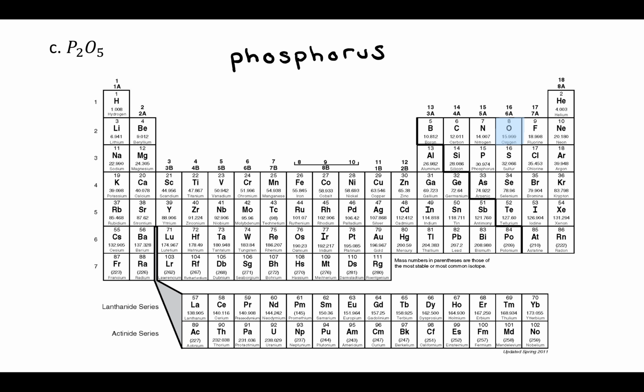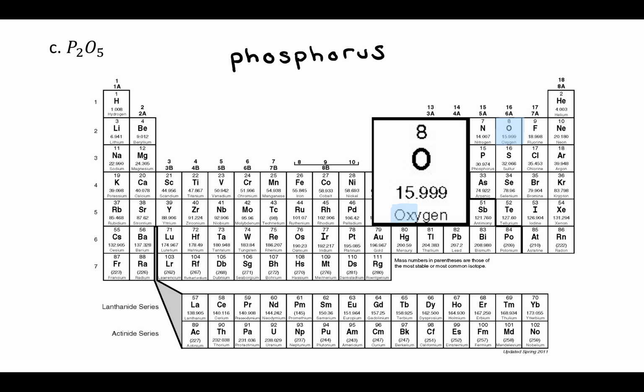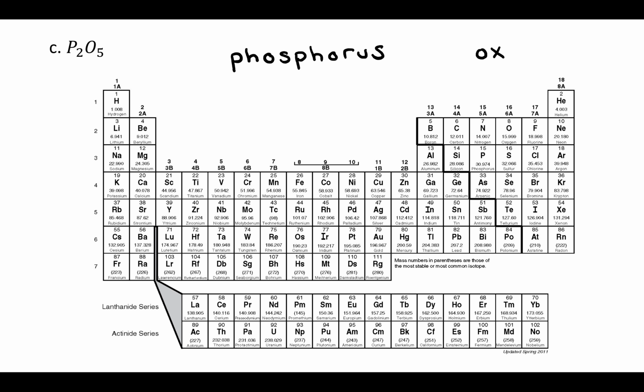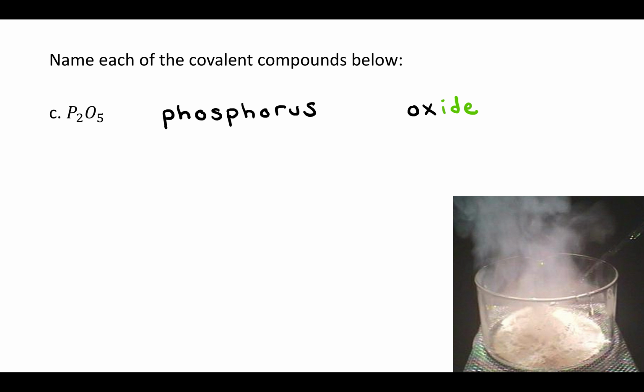For the second element, take just the first syllable. So O is oxygen, the first syllable of that is ox. To show that those two elements are combining in a compound, add the ending IDE to that ox. So so far we have phosphorus oxide. Because it's a covalent compound, we have to add prefixes to say how many of each element we have.